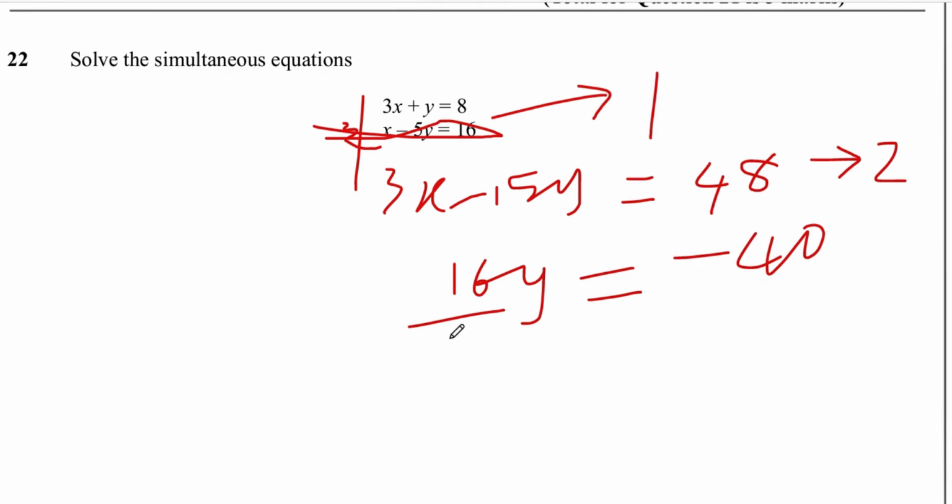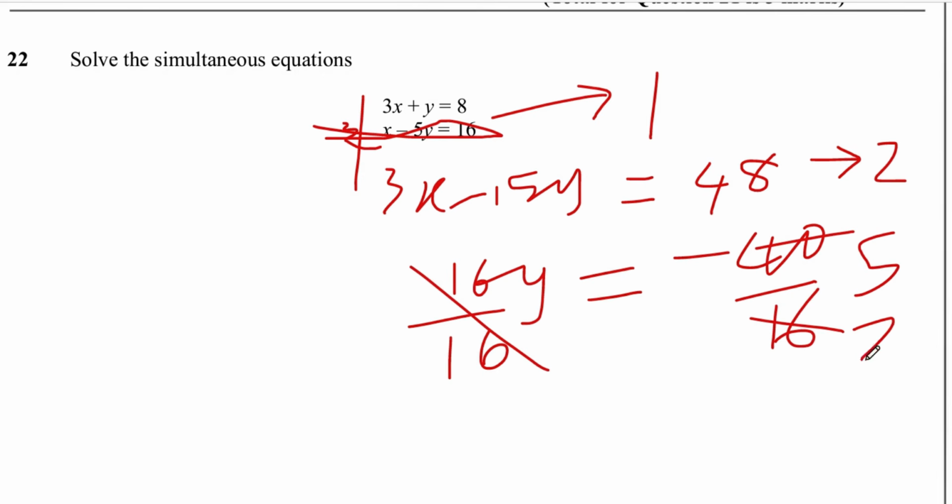So if you divide both sides by 16, divide by 16, divide by 16, okay, 16 would divide 16. And here you can use 8, 8 here 5, and 8 here 2. So negative 5 over 2, which is negative 2.5. So y is negative 2.5.